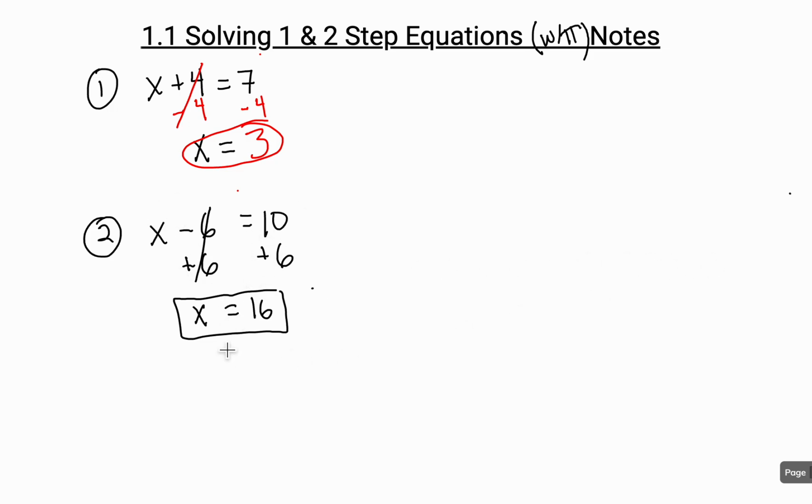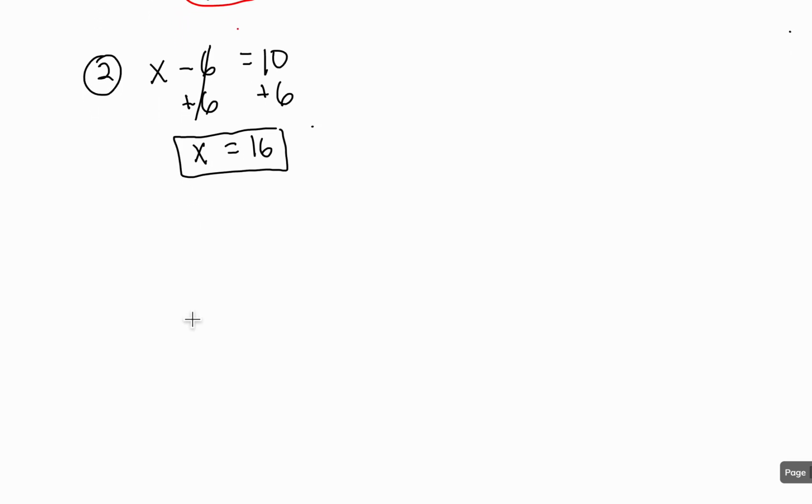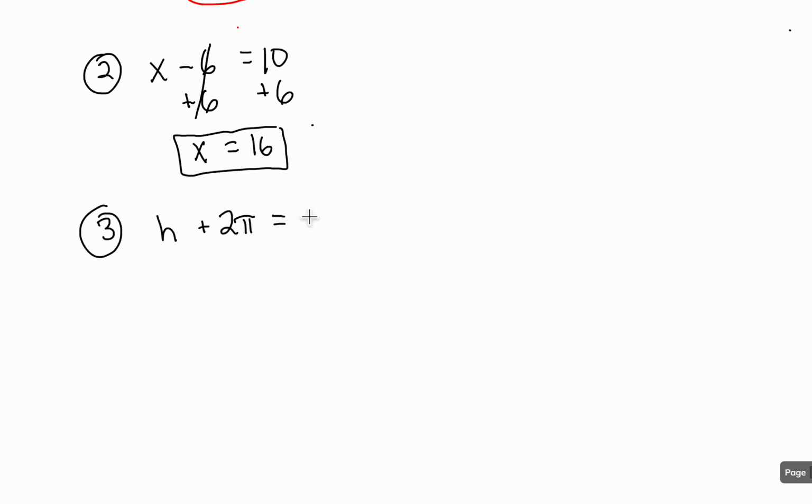So when we take a look at having pi in our problem, which is a little bit more complicated, if we have h plus 2 pi equals 3 pi, to zero out 2 pi, I need to subtract 2 pi. And if I do it to one side, I have to do it to the other. And 2 pi minus 2 pi zeros out, and we're left with h.